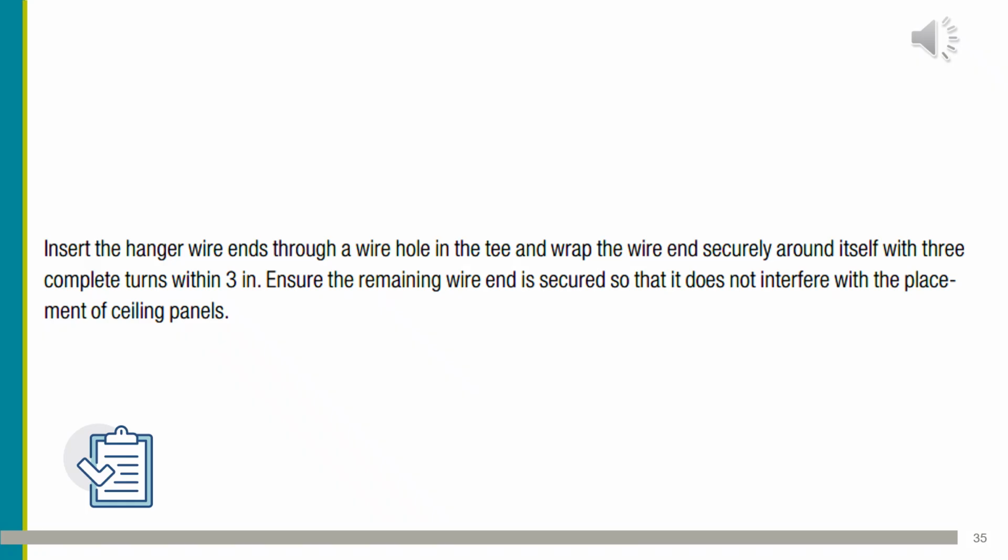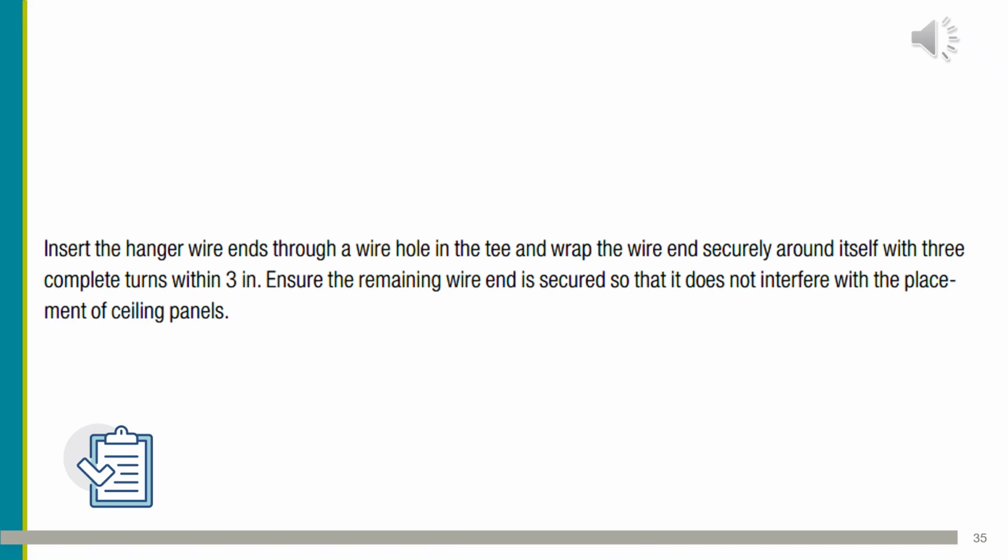So this is in our standards. It's also in our manufacturer's installation guides. It says insert the hanger wire ends through a wire hole in the T and wrap the wire ends securely around itself with 3 complete turns within 3 inches. Ensure the remaining wire end is secured so it does not interfere with the placement of ceiling panels.